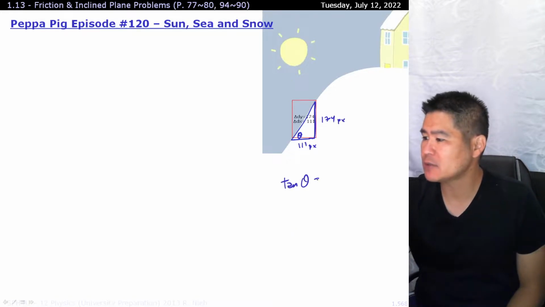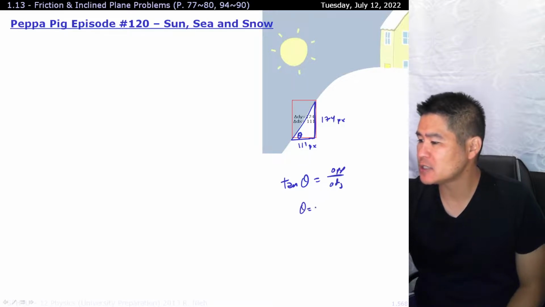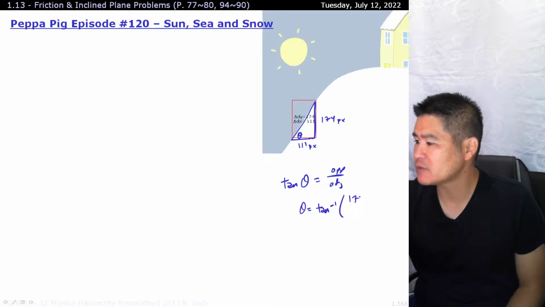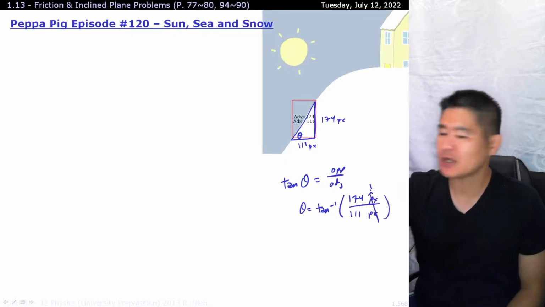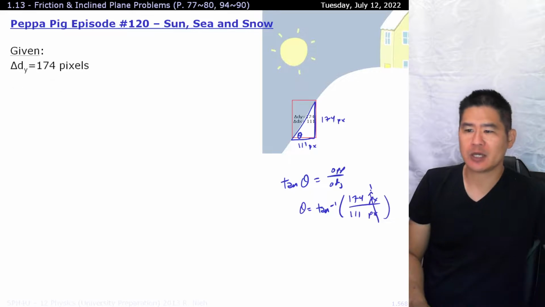All right, so if tan is equal to opposite over adjacent, then theta is equal to the tan inverse of the opposite of 174 pixels, inches, meters, feet. It doesn't matter because these two units will divide each other out, as we can see in our calculations.